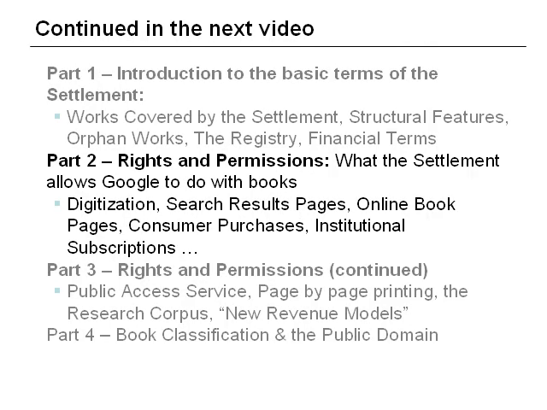This is the end of the second part of the analysis of the terms of the Google Book settlement. In the next part, we'll continue on examining the rights and permissions granted under the agreement, and particularly look at public access service, page-by-page printing, the research corpus, and the new revenue models alluded to in the agreement.